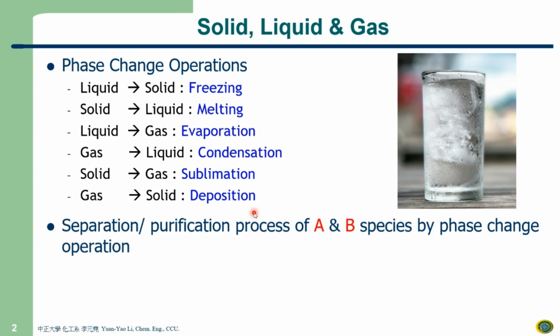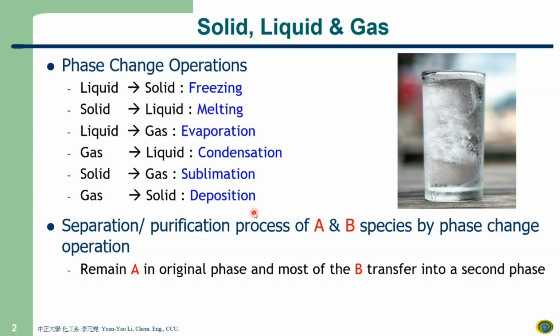And how about separation and purification? If you have two species instead of one, and you want to separate them by phase change operation, A remains in the original phase, and most of B is transferred to the second phase. We learned this in chapter 4, right? Like distillation. If you have a mixture of two liquids and use distillation to separate species A and species B, by what? By the differences of their boiling points, right? This is what we call separation and purification.